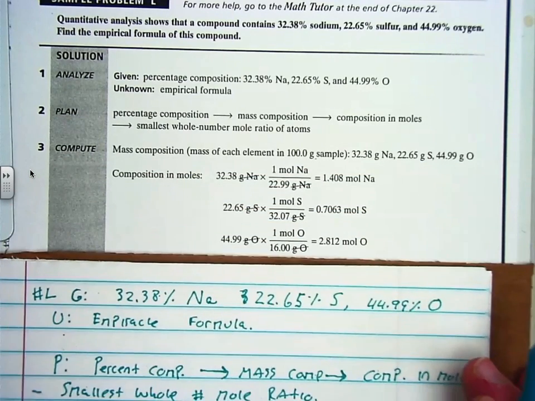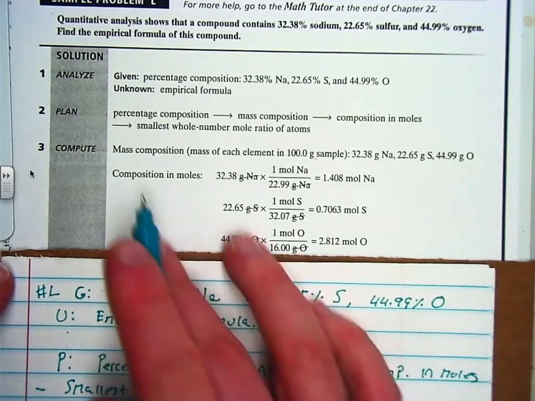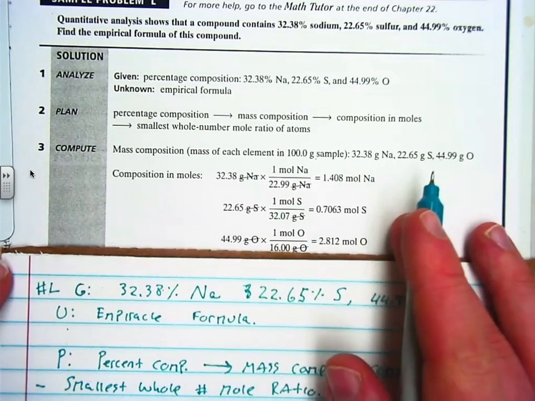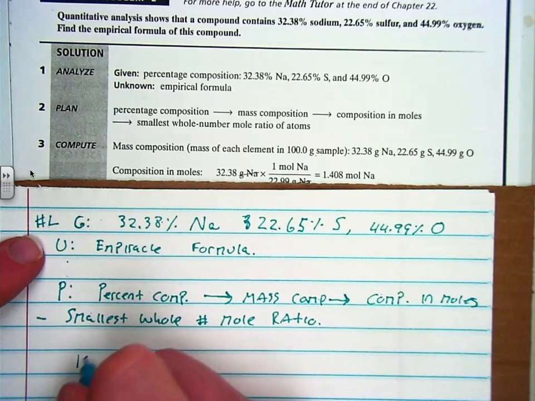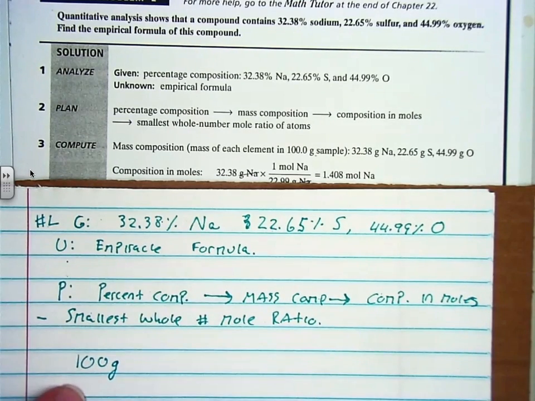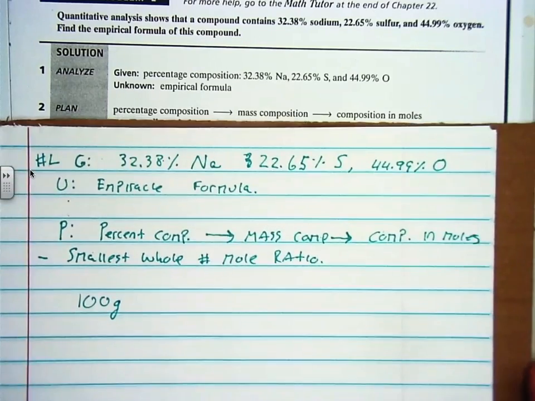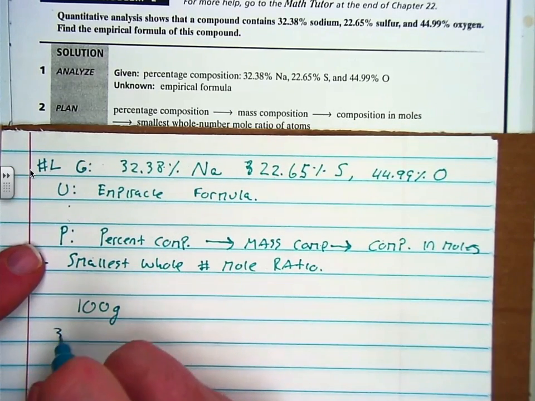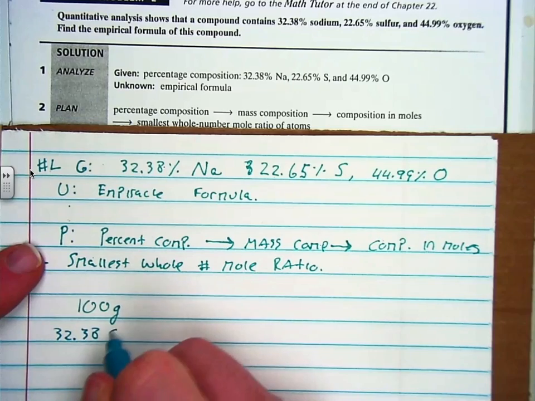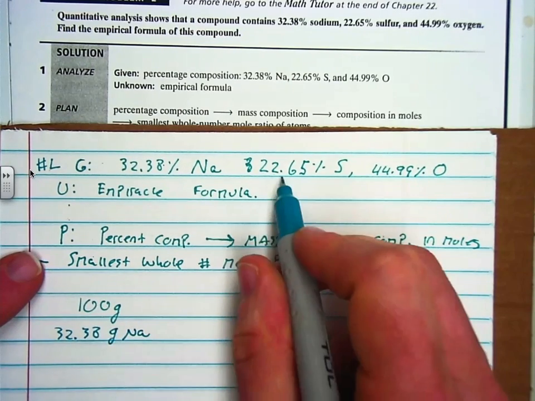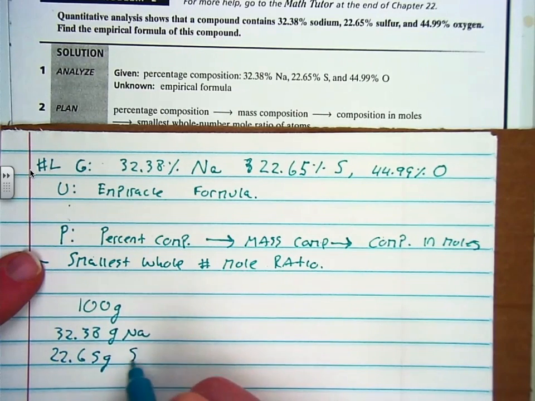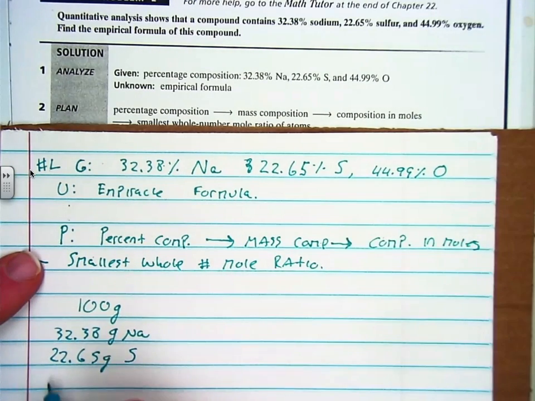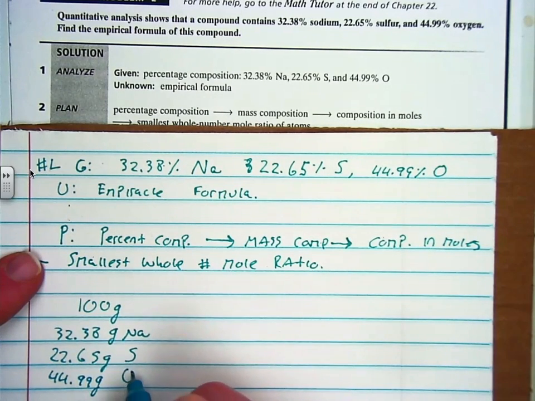So first, let's assume, just like the book said, that we're dealing with 100 grams of the sample. And so that means we're going to have 32.38 grams of sodium, 22.65 grams of sulfur, and 44.99 grams of oxygen. Mr. Worley, how did you get these numbers?